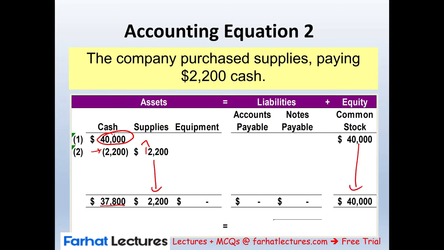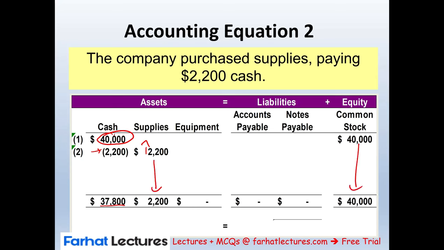Transaction three, Farhat Lectures purchased equipment for $26,000 cash from IBM. Let's start with the easy part. We paid cash. So the company gave up cash. They received in return equipment, maybe computer equipment, supercomputers. Well, cash is an asset. Equipment is an asset. We have less cash, more equipment. So the two accounts that are involved are cash going down, which is an asset, and equipment, which is an asset, going up.